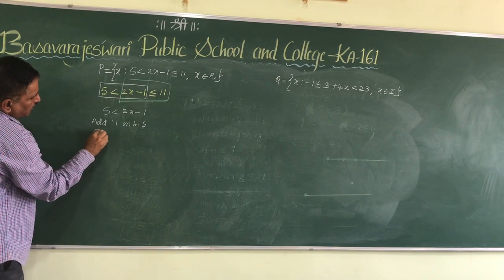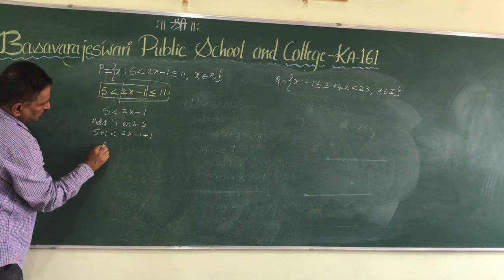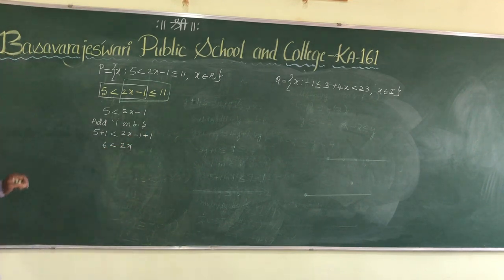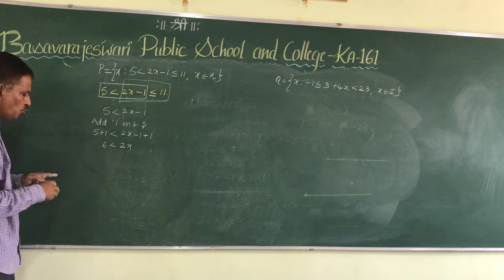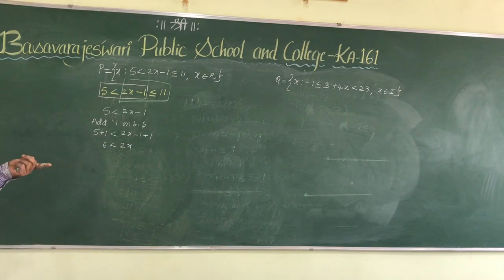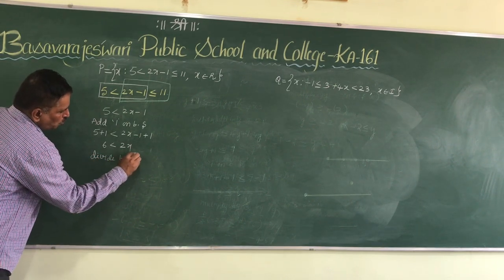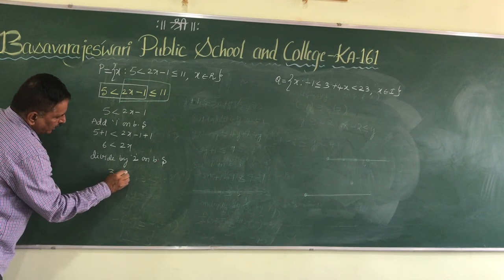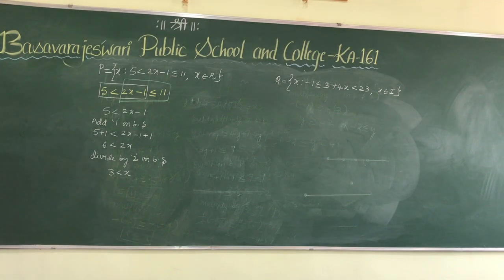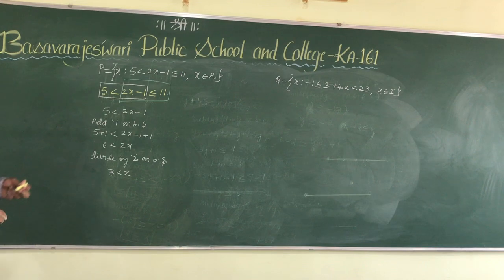So 5 plus 1 is less than 2x minus 1 plus 1. So 6 is less than 2x. I want only x, I don't want 2x. Again, what should I do? Divide by 2, or you can multiply by 1 by 2. This time I'll take division. Divide by 2 on both sides. So thereby I will get 3 is less than x.